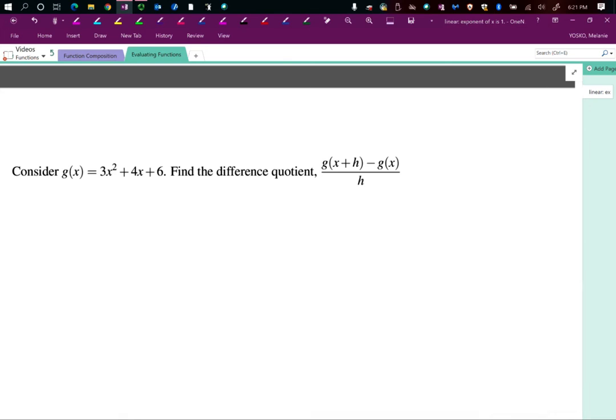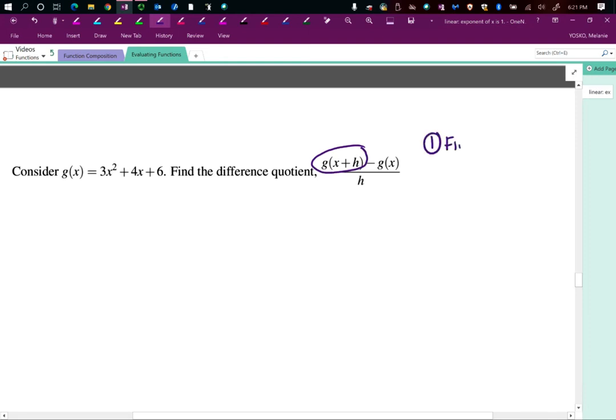Consider the function g of x equals 3x squared plus 4x plus 6. Find the difference quotient, and I've given you the formula. It is g of x plus h minus g of x all over h. So we're going to do this in pieces. The first thing we're going to do is figure out g of x plus h. So I'm going to kind of map it out for you.